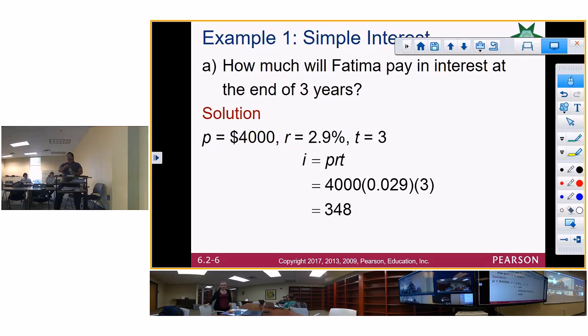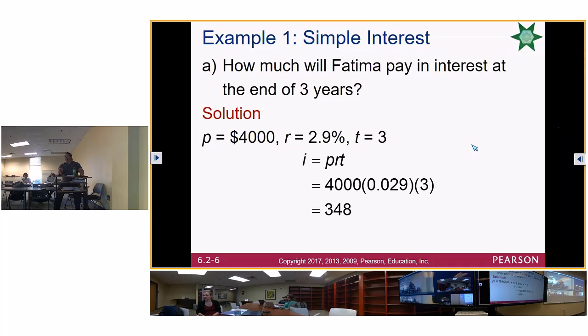So the only thing I need to tell you here is you need to change the 2.9 into what? 0.029. Remember I told you, you cannot put percentages into a formula. You have to change it to a what? A decimal. Did everybody get 348? Okay. That's an example of a test question. No problem. Again, I don't foresee a lot of people having problems here.